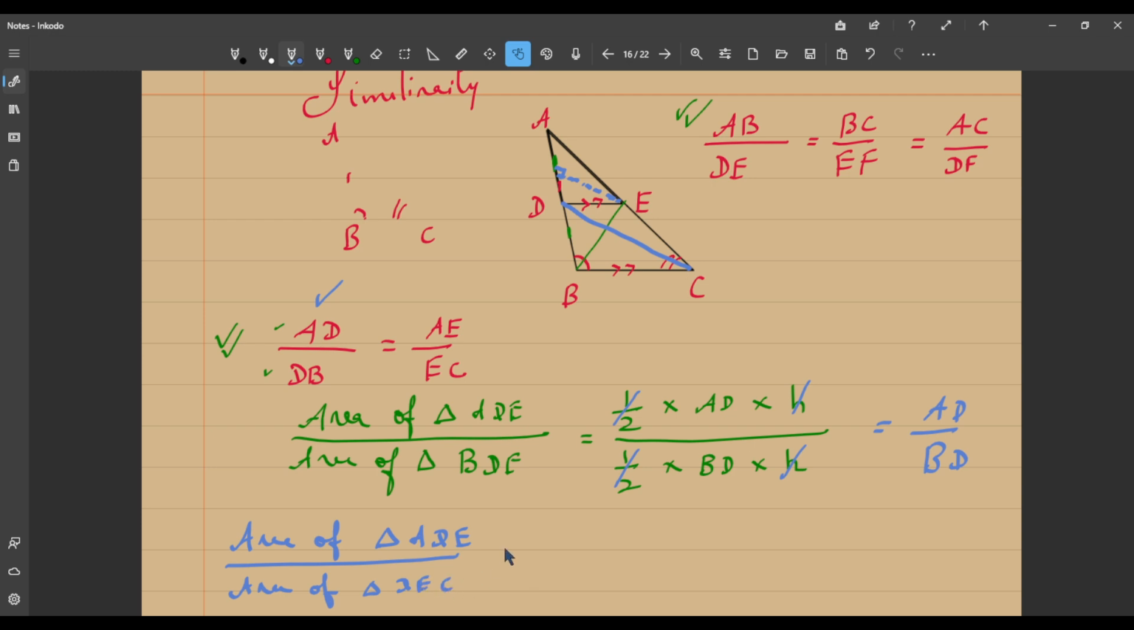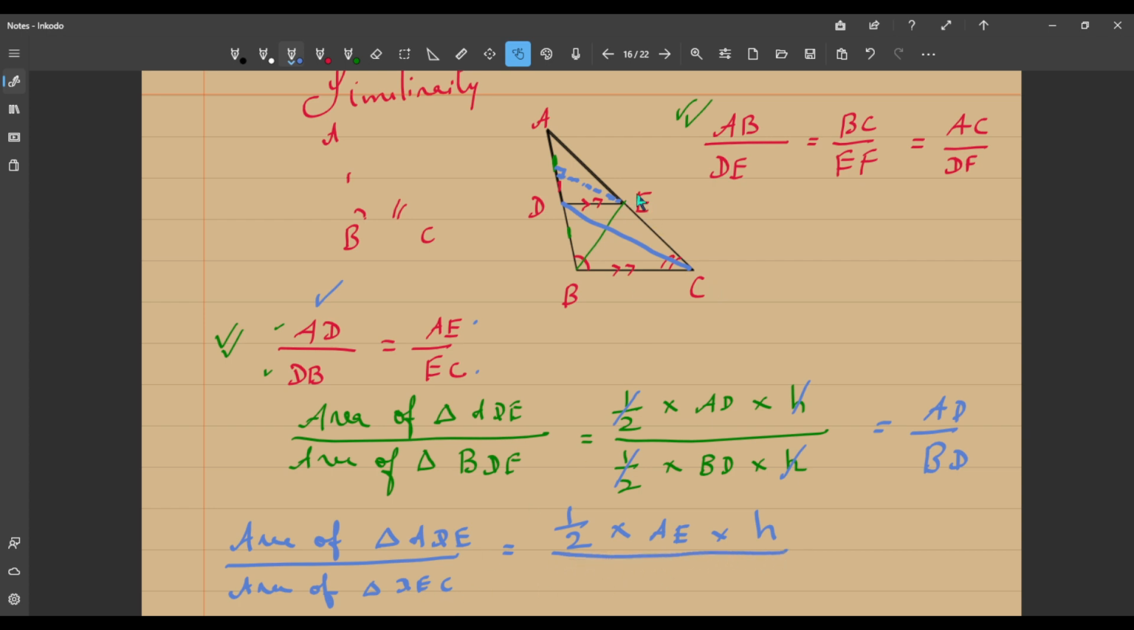The purpose is to bring in AE and EC as the bases. We need AE as a base and EC as a base. That is why we have taken the ratio of these two triangles. So by now writing the formula for area, half into base, now the base is AE, into height, and the denominator would be area of DEC.